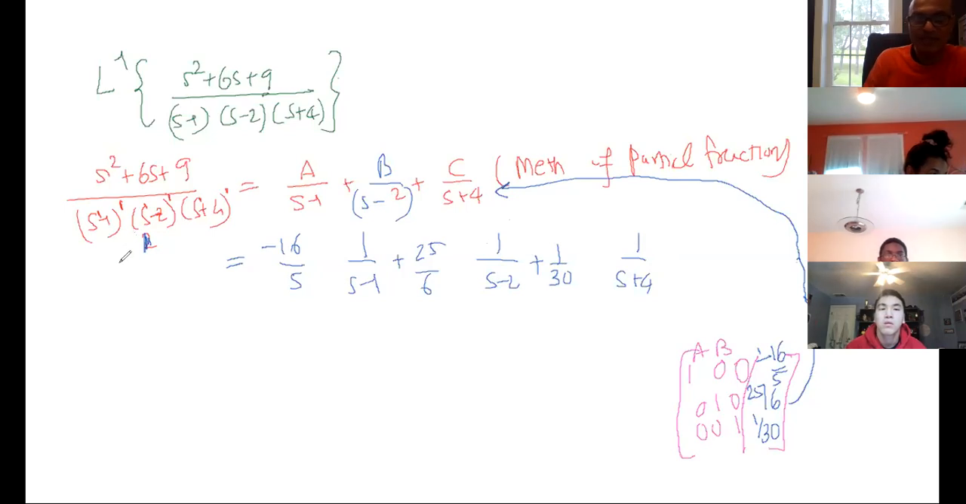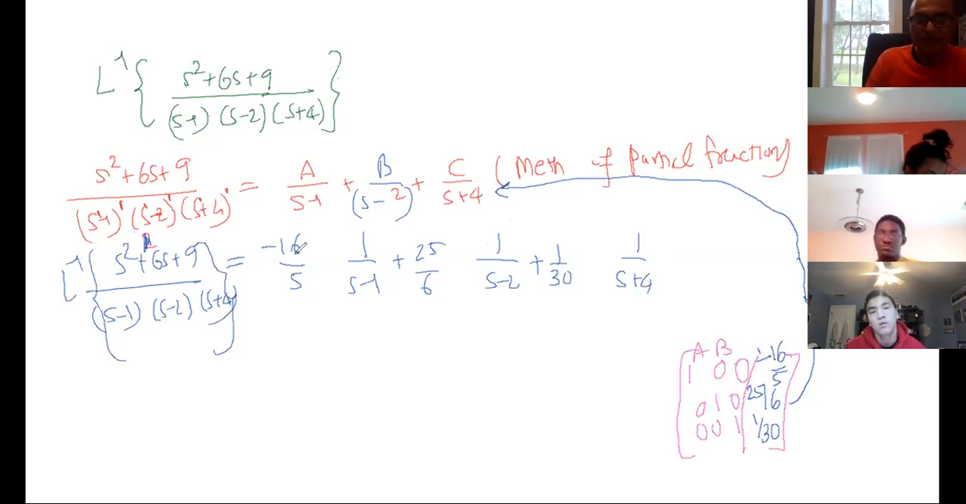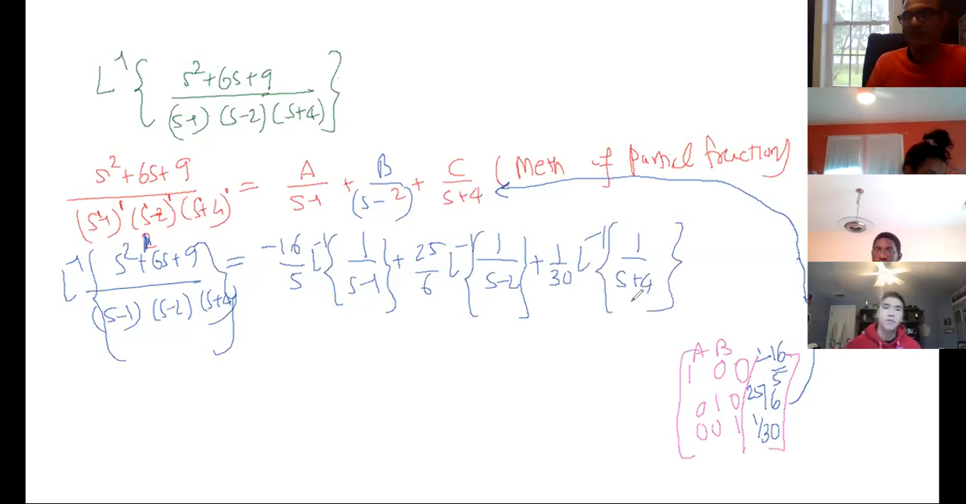Right, guys? And the left hand side is nothing but s squared plus 6s plus 9 divided by s minus 1, 2, and 4. I am asked to find the inverse Laplace transform of this function. So let me write the inverse Laplace transform of the first function, the inverse Laplace transform of the second function, the inverse Laplace transform of the third function. And you can see over here, I just pulled all my constants out from the inverse transform. So that is equal to negative of 16 by 5.